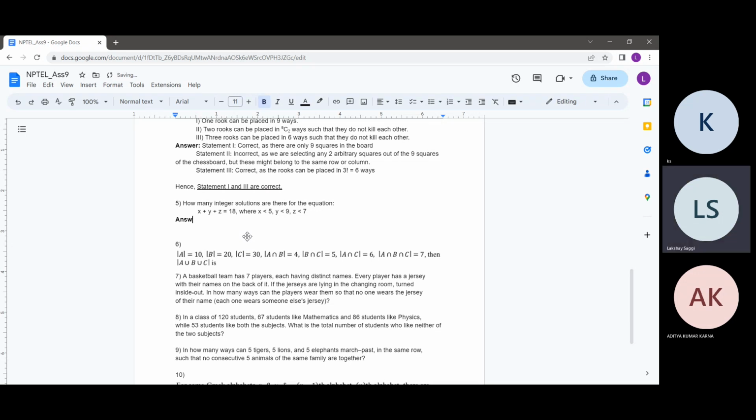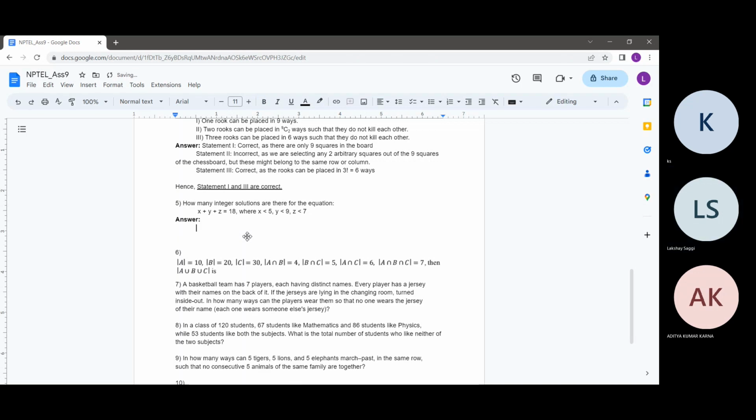Let's come to the fifth question. The fifth question is a bit trickier. So what does this say? It asks how many integer solutions there are for the equation x plus y plus z is 18, where x is less than 5, y is less than 9, and z is less than 7, right?